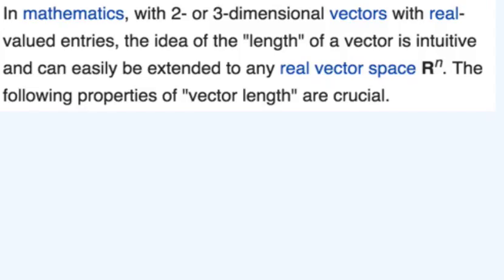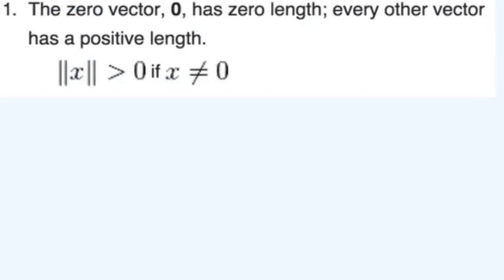So the following properties of vector length become crucial. That the 0 vector has 0 length, and every non-zero vector has positive length. So here the 2 bars around the x represent the length, or sometimes called the norm.